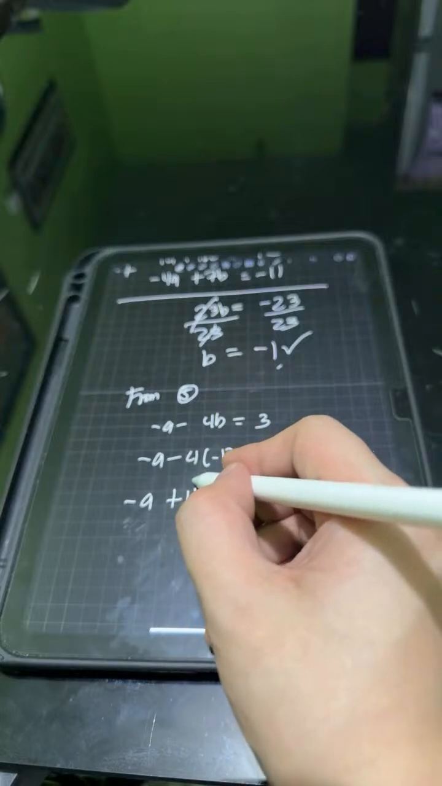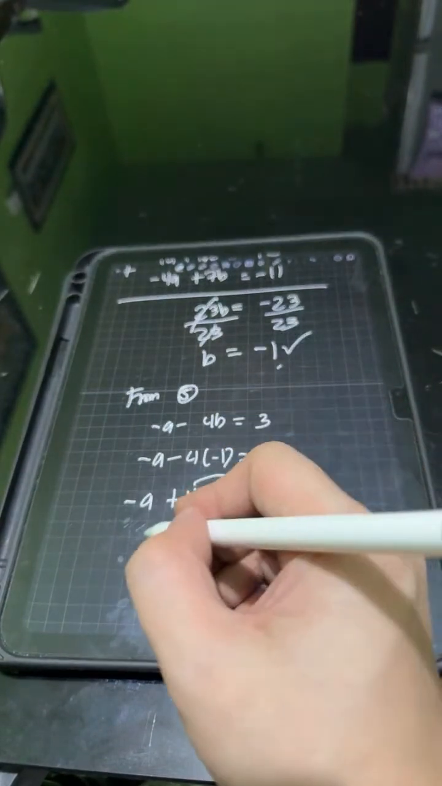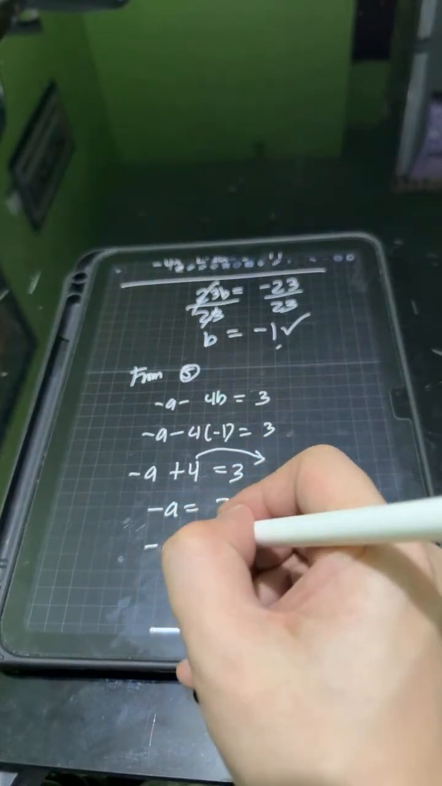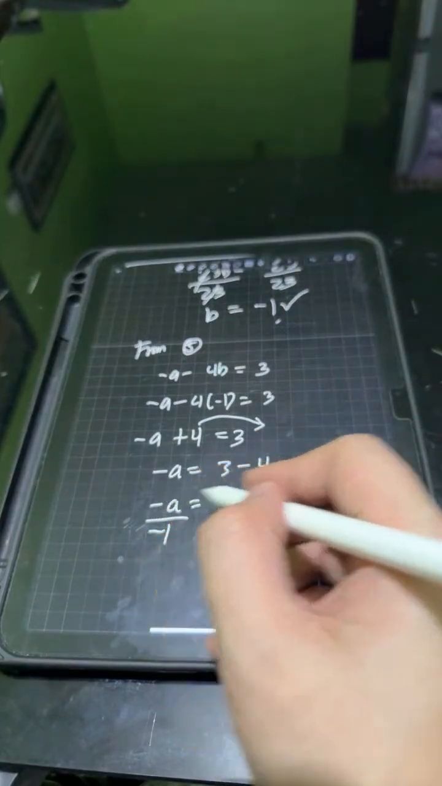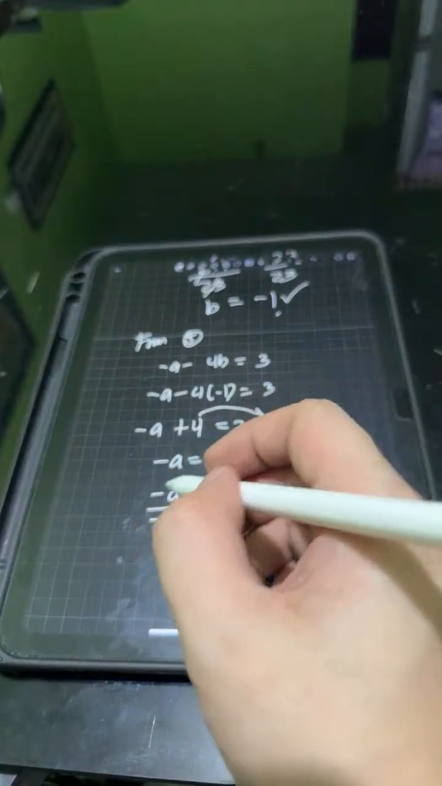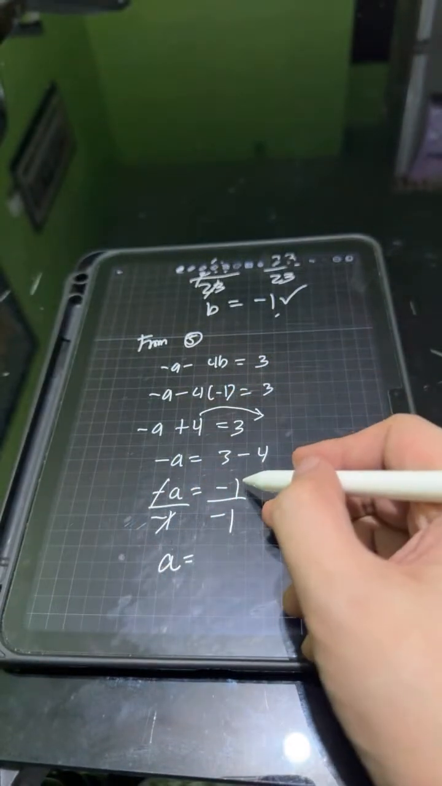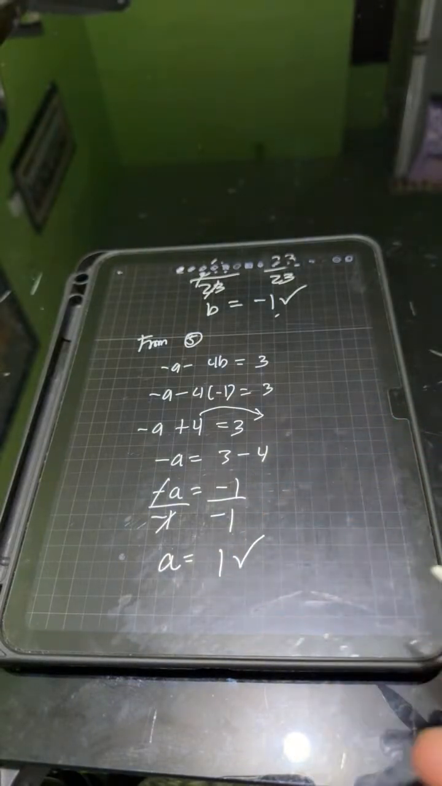You can transpose this 4 to the right side. So negative a is equal to 3 minus 4, negative 1. So divide both sides by negative 1 to eliminate the coefficient of a, which is negative 1. So a is negative 1 over negative 1, which is positive 1.